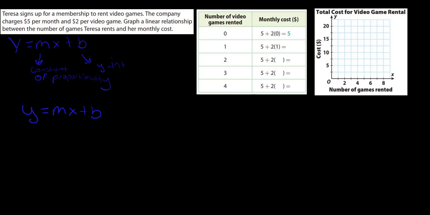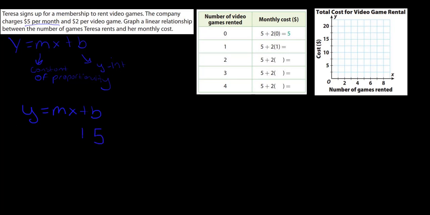The company charges $5 per month. That means each month they're going to charge $5 and $2 per video game. Graph a linear relationship between the number of games Teresa rents and her monthly cost. So I'm only doing this for 1 month. Okay, so our monthly cost is already fixed at $5. That's just a set number. That's just a number it's always going to be.